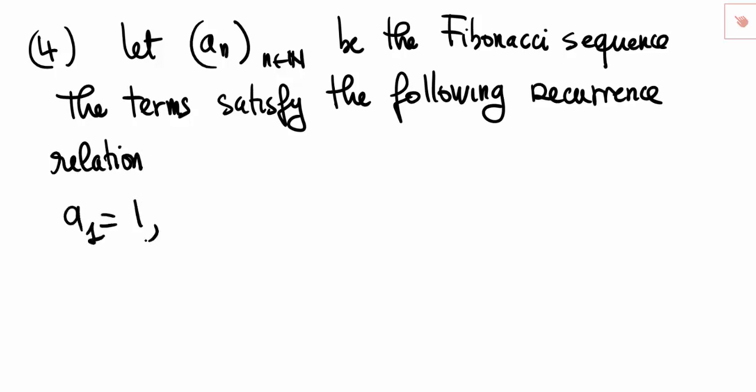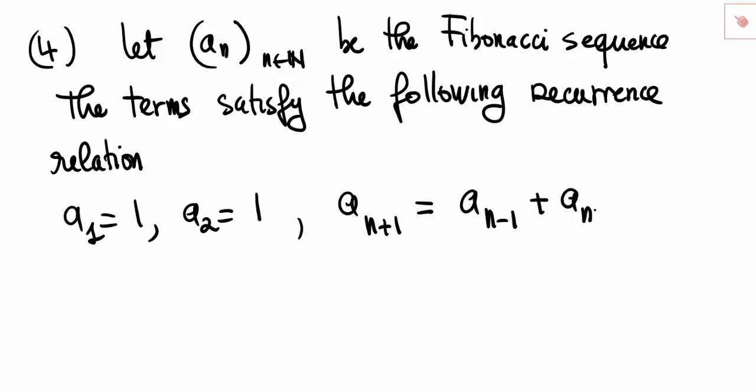A1 is 1, A2 is also 1, so you're giving the first two terms of the sequence. Now the n plus 1 term is given in terms of the nth term and the n minus 1th term. It's precisely a(n minus 1) plus a(n).